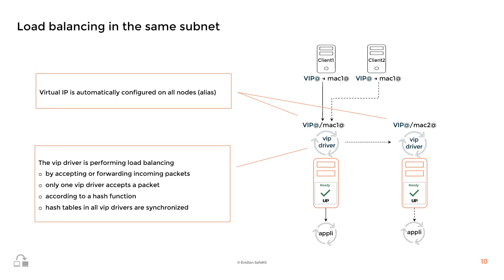When the main node is node 1, the VIP is associated with the Ethernet MAC address 1 of node 1. This mapping can be viewed in the ARP cache of clients. The VIP driver is handling load balancing by either accepting or forwarding incoming packets to node 2. Only one VIP driver will accept a packet based on a hash function. The hash tables in all VIP drivers are synchronized to ensure this process runs smoothly. When node 1 fails, the ARP cache of clients is updated with the mapping of the VIP to the Ethernet MAC address 2 of node 2. In this case, all clients are reconnected to the application on node 2.